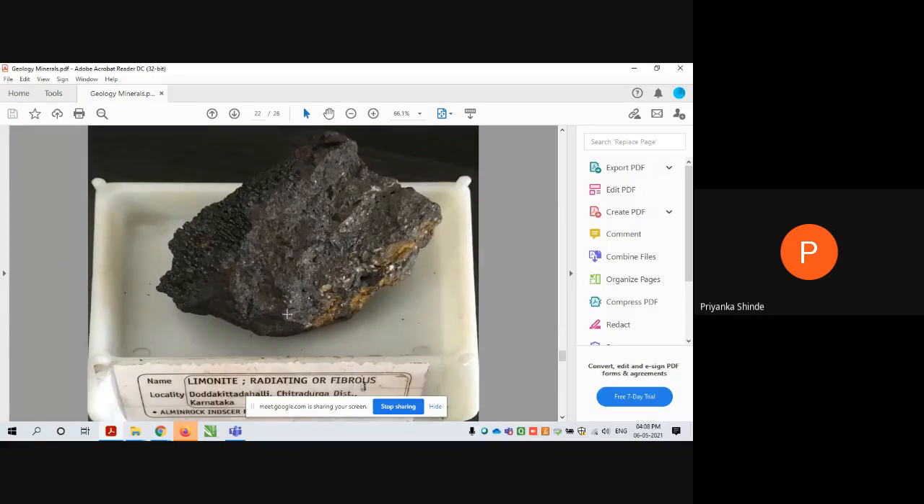Then this is also an important ore of iron, that is limonite. Limonite shows a variety of colors, like shades of brown and black. If you check the streak, it is yellowish in color, yellowish brown. Then the luster, if you see, is metallic or submetallic.